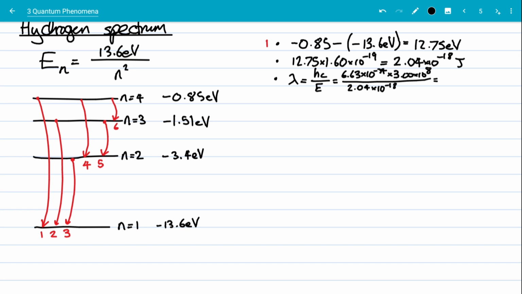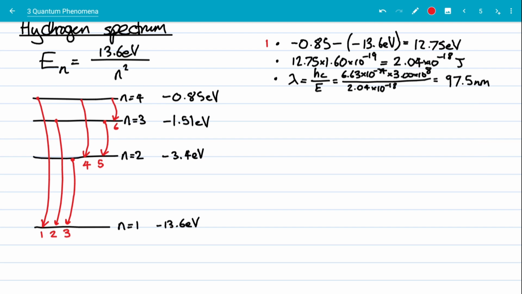So if we do that, I'm just typing it into my calculator, you can't see what I'm doing. 3 times 10 to the 8. And that gives me 97.5 nanometers. Now that's ultraviolet. We can't see that one. So that transition is invisible.